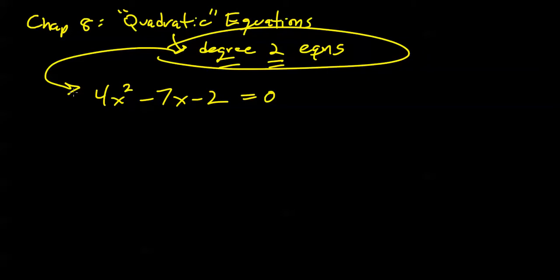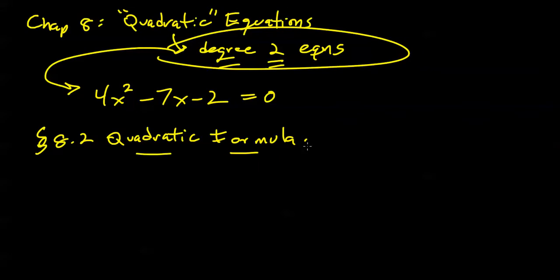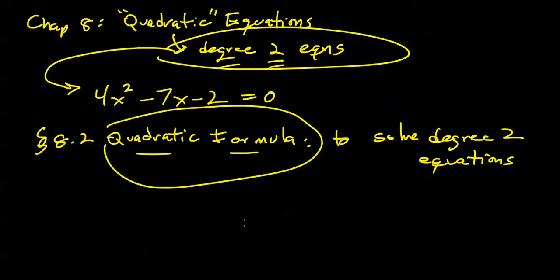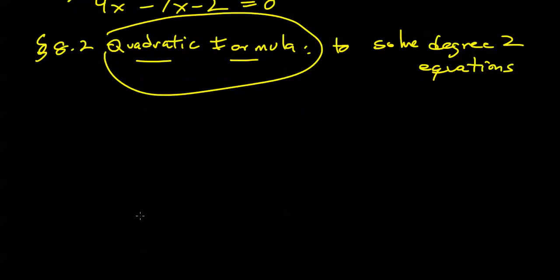Alright, basically up to now, we only have one way to solve this equation, and that's by factoring. There's another way via what we call the quadratic formula, and I'm going to introduce that to you today. Section 8.2 is entitled Quadratic Formula. Now the goal of the quadratic formula is clear. It's to solve degree 2 equations, or quadratic equations.